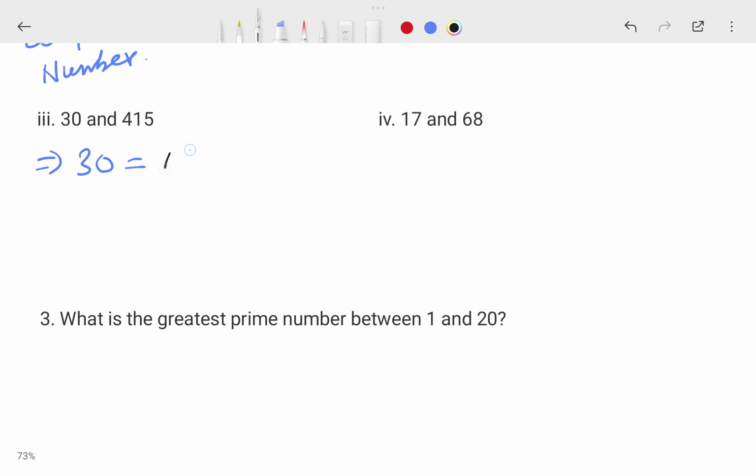It is going to be divided by 1. Okay, it is divisible by 1 times 30. It is going to be divisible by 2 times 15. It is going to be divisible by 3 times 10. Is it divisible by 4? No. It is going to be divisible by 5 times 6.